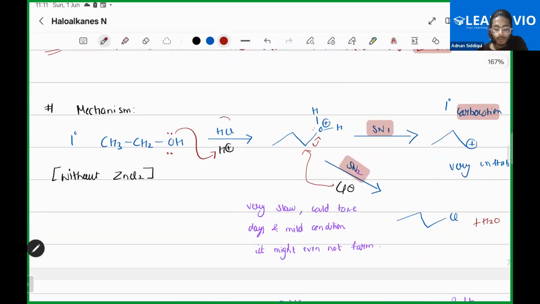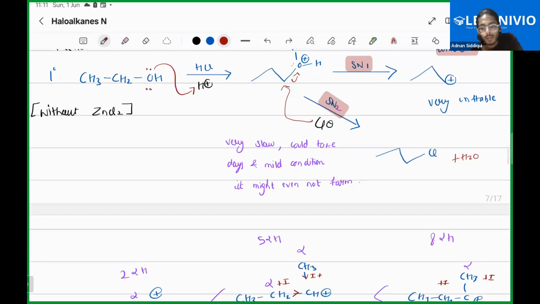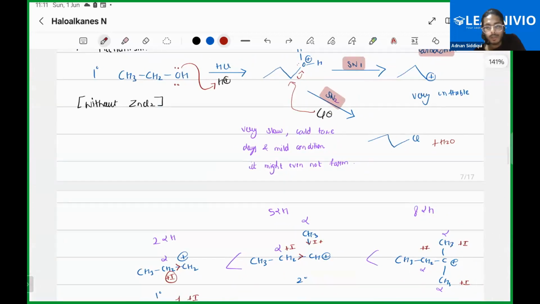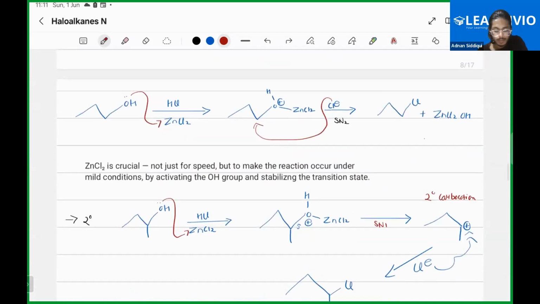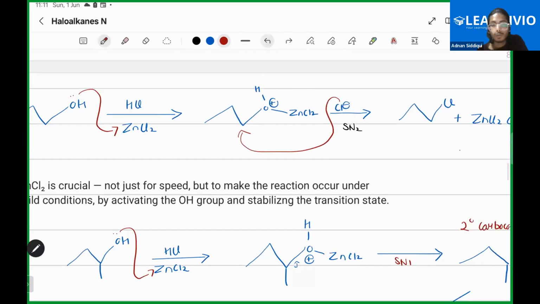So if I'm taking only HCl, and not taking ZnCl2, the reaction can proceed by the SN2 mechanism, but it will take like 4 or 5 days. Or if you are not heating it, it might not even occur. So to avoid this, we are using ZnCl2. With the help of ZnCl2, instead of attacking H positive, it is making a complex. This is enhancing the reactivity, because it is creating much more polarity in the bond.